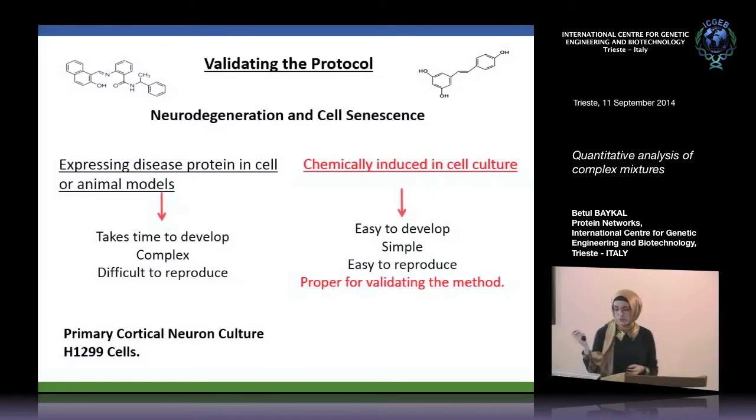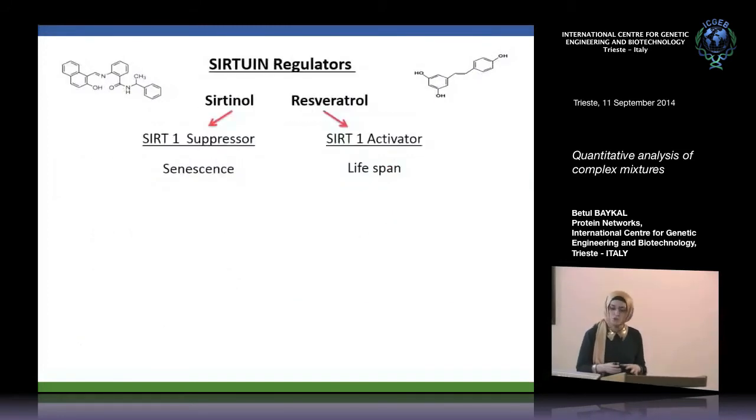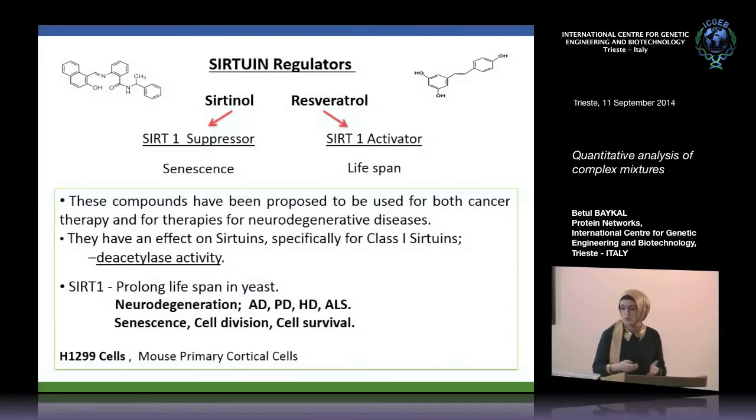So that's why I wanted to use chemically induced models in cell culture, because they're easy to develop, they're simple, and they're easy to reproduce. But most importantly, we chose them because they're proper for validating the method. So as chemicals, I chose two different pharmacological compounds called sirtinol and resveratrol. These compounds have been proposed for use in both cancer therapies and therapies for neurodegenerative disorders.